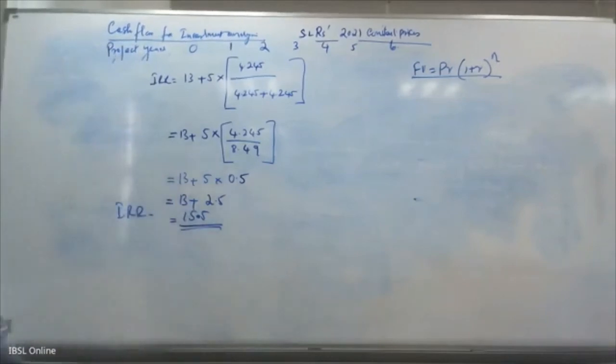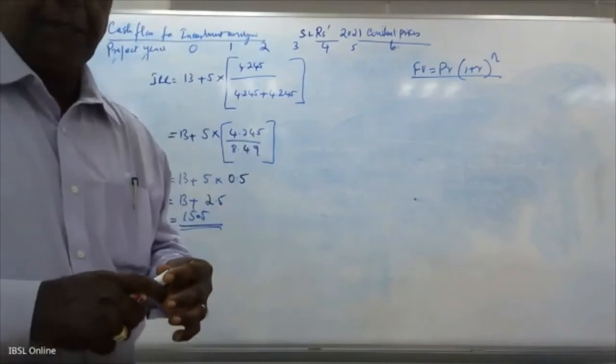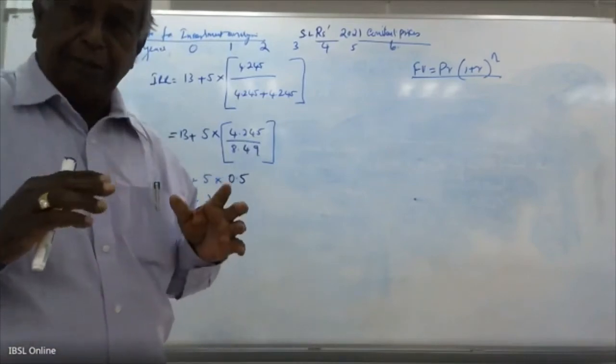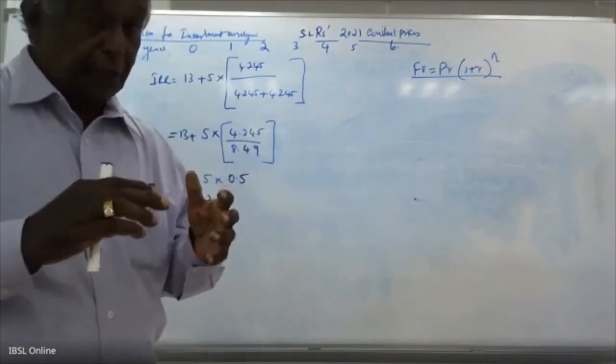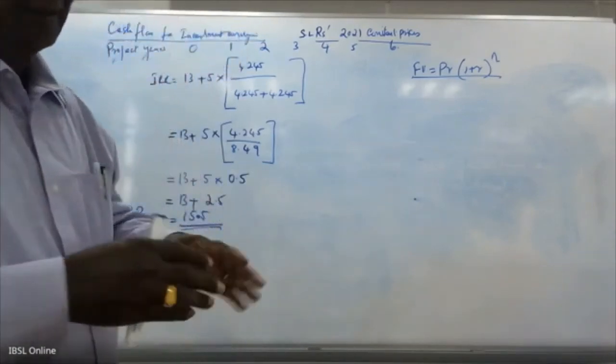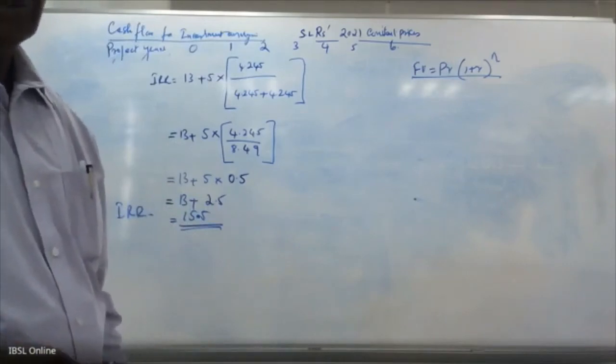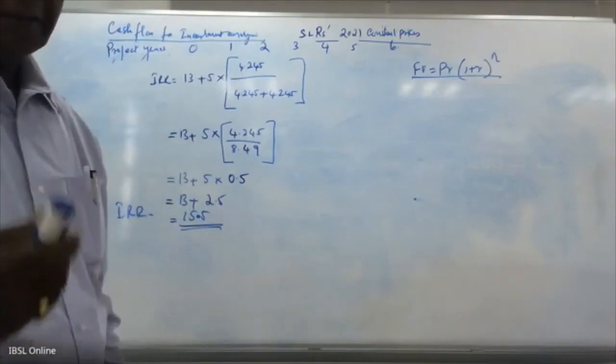15.5 is the IRR of this project. So they must try to borrow below the IRR, that is 15.5%. Then only it will be beneficial. If you try to borrow above 15.5%, then definitely it is not going to be profitable, not beneficial to the project proponents.